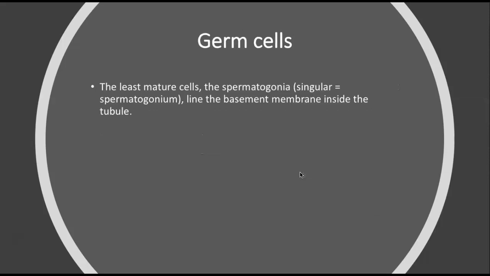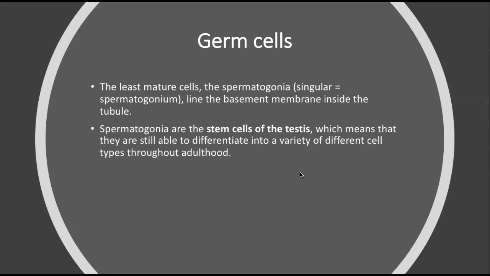Okay, then the germ cells. The germ cells, the least mature of them, are the spermatogonia, or if you talk about one, the spermatogonium, and they line the basement membrane inside the tubule. They are the stem cells of the testes, and that means that they're able to differentiate into any variety of different cell types through adulthood.